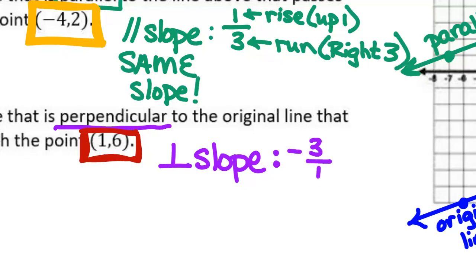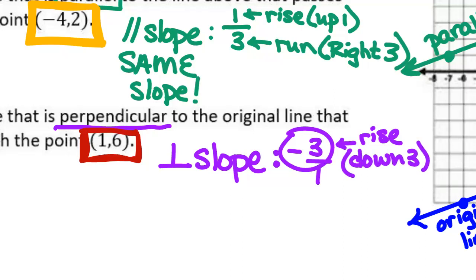We're going to make it the reciprocal, so instead of 1 over 3, it's 3 over 1. We have just one negative sign. So we either put it with the top or we put it with the bottom. You don't put it with both, just with one of them. I almost always choose to put it with my numerator because I like to do it with my rise. So since it's a negative 3 for my rise, that means down 3. Since I did not put it with the denominator, my run is still positive, so right 1.